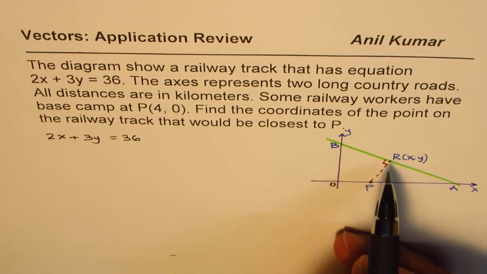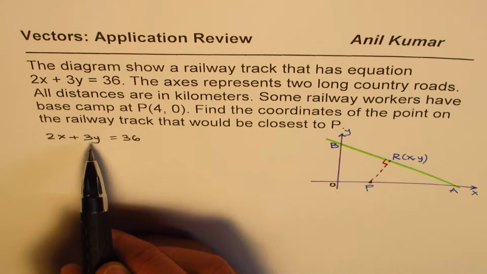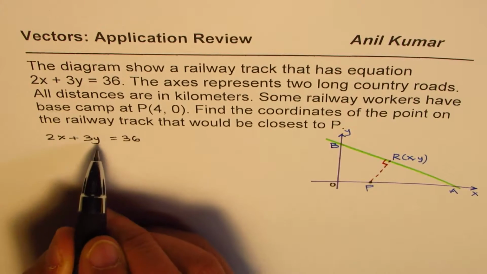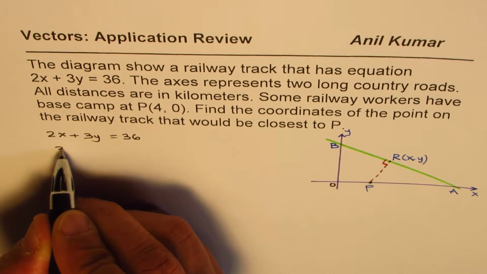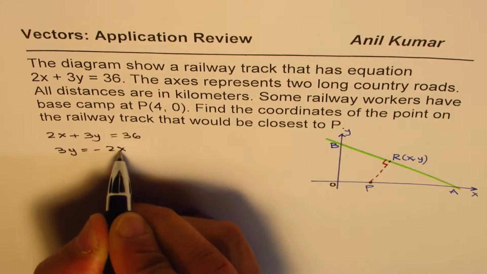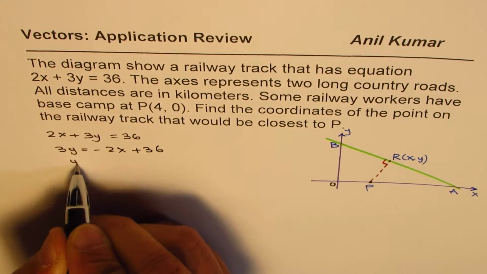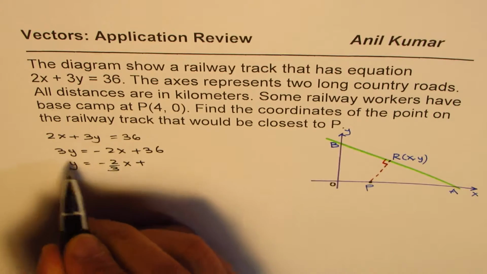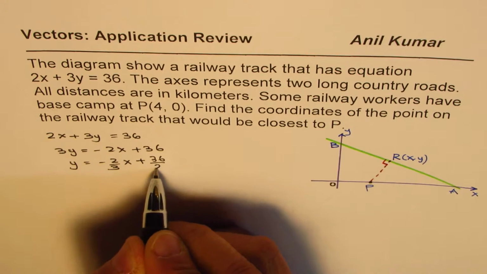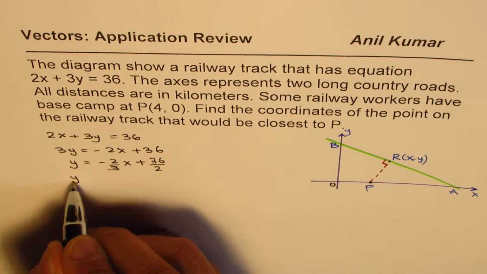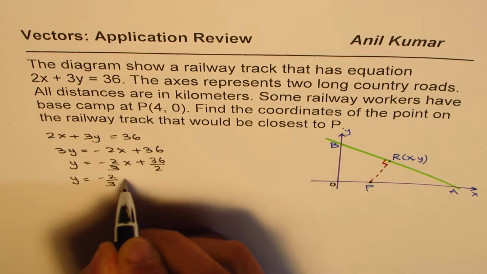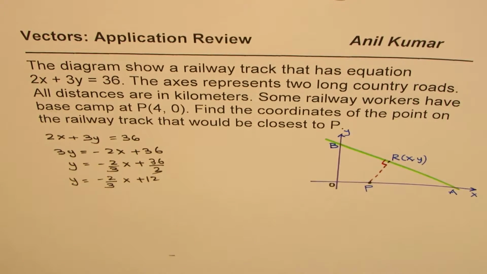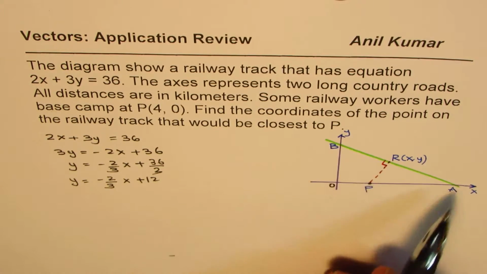Using the concepts of linear equations which you've learned, we can find the slope and work it out. So let's do both ways. I'll isolate y from here. So 3y equals minus 2x plus 36, or y equals minus 2 over 3 x plus 36 over 3, which is 12. So let me write this as y equals minus 2 over 3 x plus 12. That is the linear equation for this straight line.